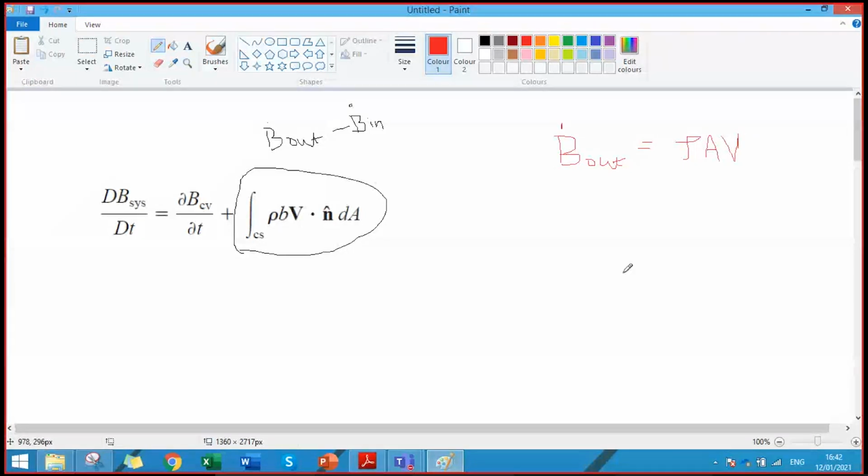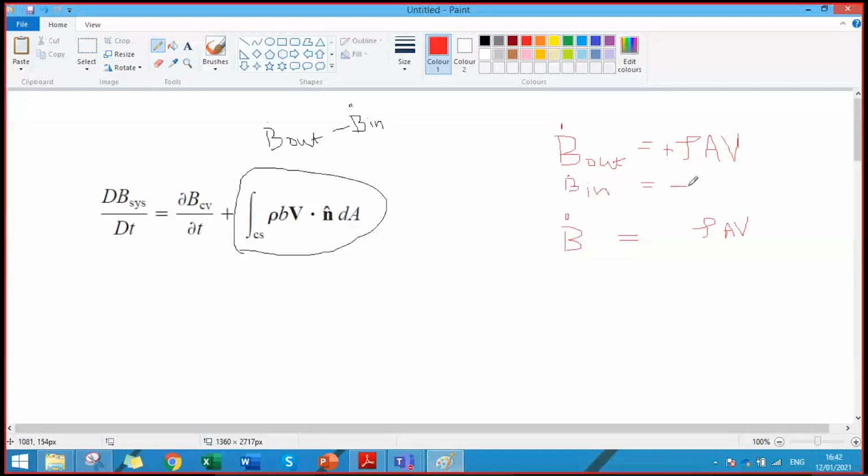Yes, sir. If I say I don't know if it is an outlet or an inlet, then B dot would be rho area into velocity, right? Because based on B dot out we add a positive sign, and based on B dot in we add a negative sign, right? For the time being, I say I don't know what B is, whether it is an inlet or an outlet. I am not clear about that.